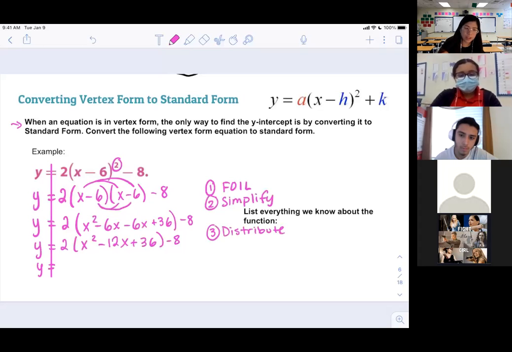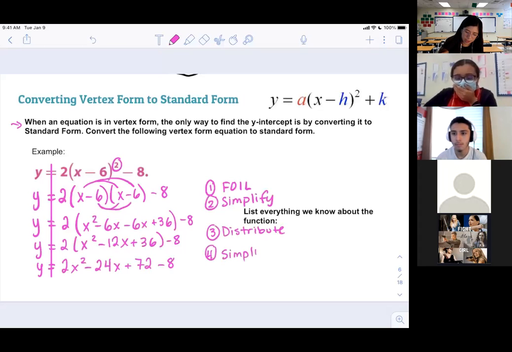So we're going to distribute that 2. So what do I end up with? 2x squared minus 24x plus 72. Good. And then I bring down my minus 8. And we had done that. Simplify one more time. What's my final answer? 2x squared minus 24x plus 60.